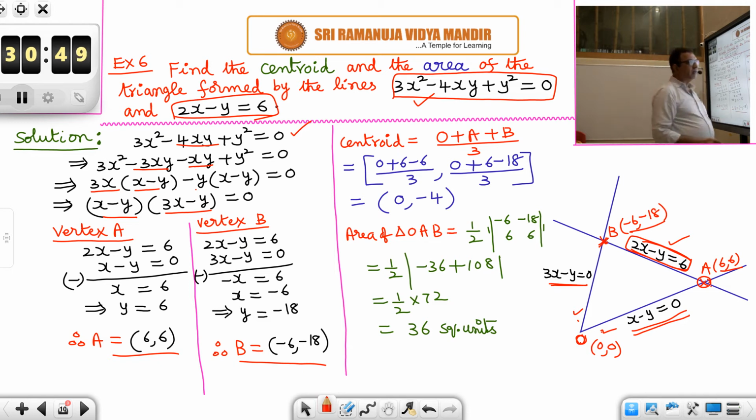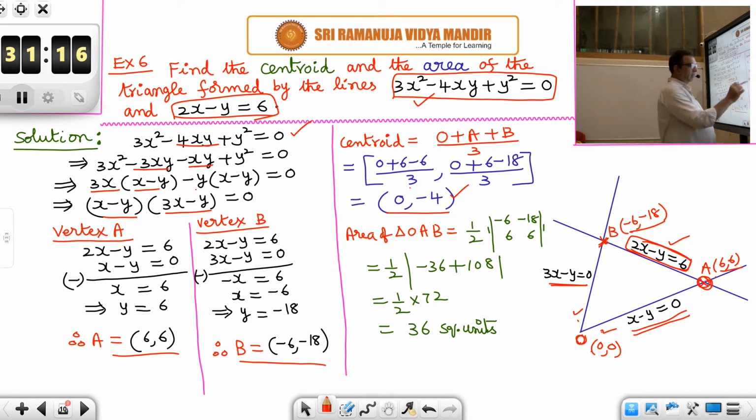What is the formula for centroid? What is the centroid of the triangle OAB? O plus A plus B by 3. So x coordinates: 0 plus 6 plus minus 6 by 3. Again y coordinates: 0 plus 6 minus 18 by 3. So you will get 0 comma minus 12 by 3, which is minus 4. Centroid (0, minus 4).